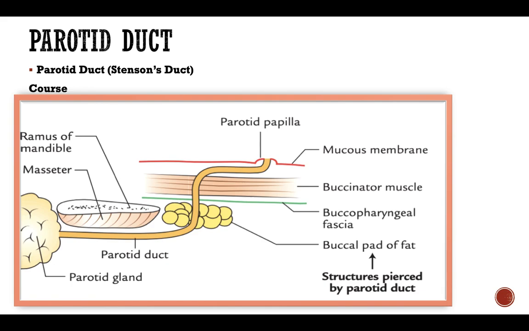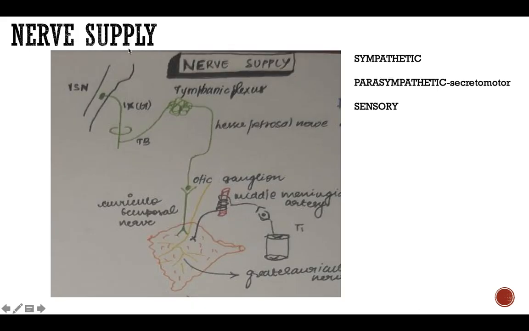Now the nerve supply of the parotid gland. I have tried to depict it in the form of a flow chart so that it would be easy for you to follow. We have the sympathetic nerve supply, the parasympathetic nerve supply and the sensory nerve supply. The one depicted in green is the parasympathetic nerve supply.